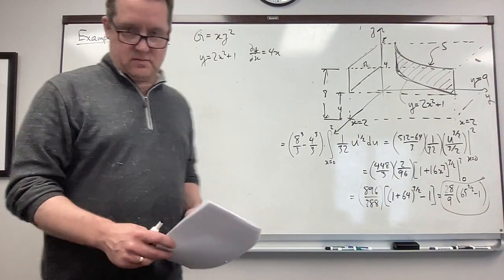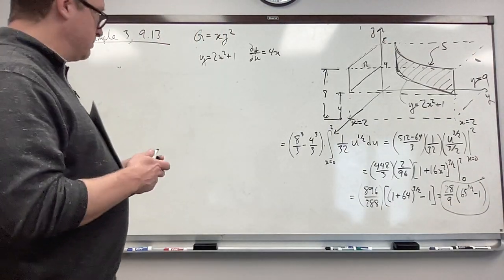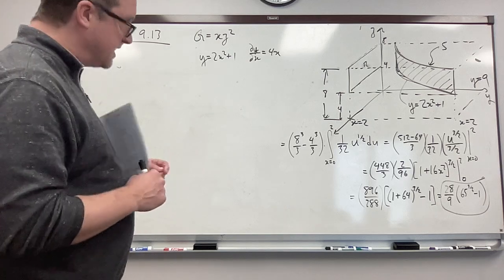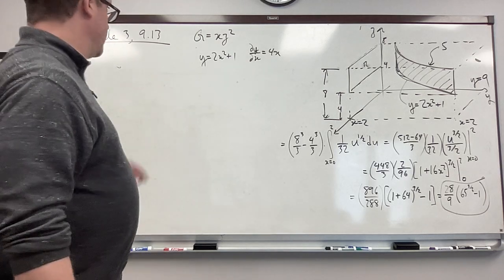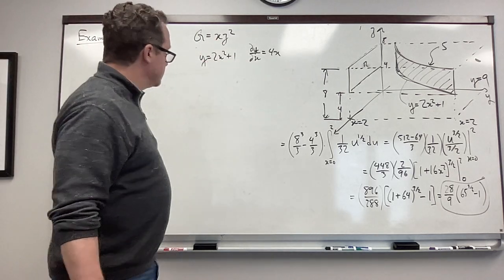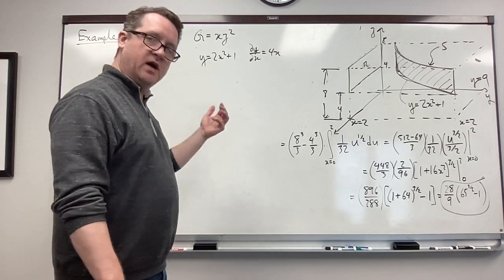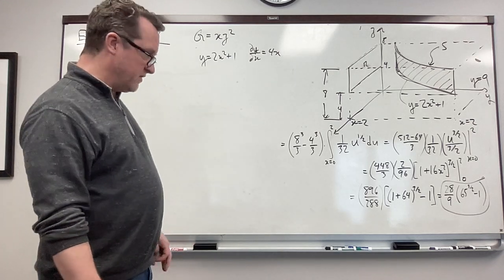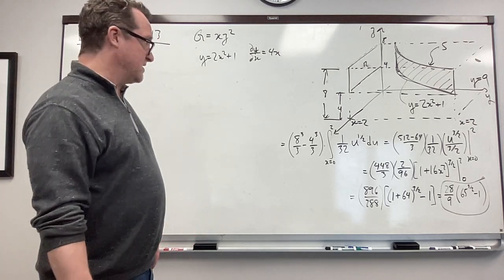It's a weird number, but again, positive. Does it make sense as positive? Yeah, it makes sense as positive because the g function is x and z squared, and we're in the first octant, so g is positive. So I know I should get a positive number. That's good.